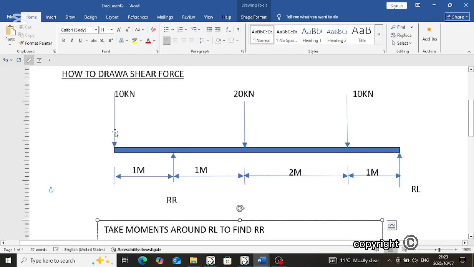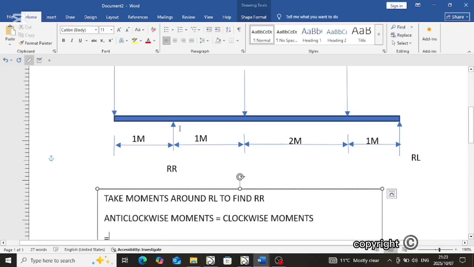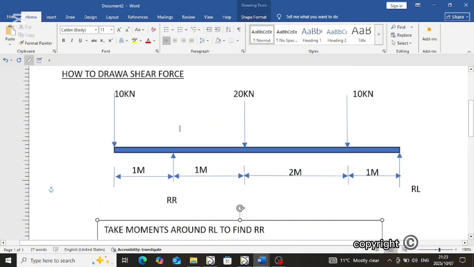We are taking moments around RL to find RR. So it means the 10 kilonewton, 20 kilonewton and 10 kilonewton are on the left hand side. It means they are anti-clockwise. And RR is on the right and opposing these forces, which means it's going to be a clockwise force.